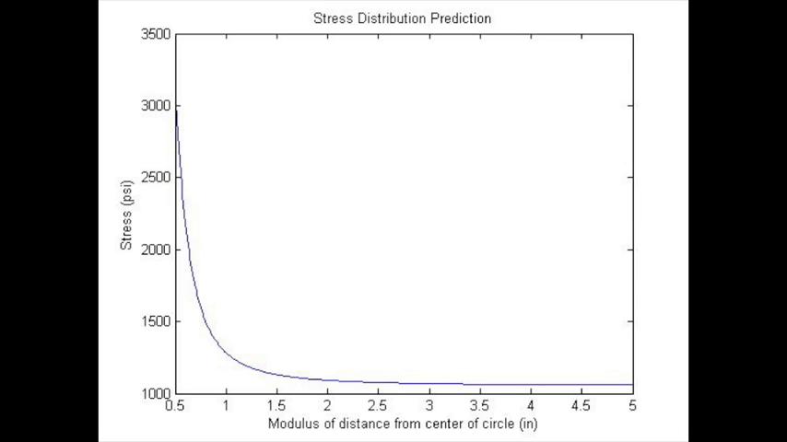This shows that stress is much more concentrated around the edge than further away from the center. Stress drops off significantly at first, but asymptotically approaches an average stress at about 1,000 psi. The maximum stress is approximately 3 times the average stress. This makes sense because when the radius of the hole is small relative to the width of the plate, the stress concentration factor is about 3.